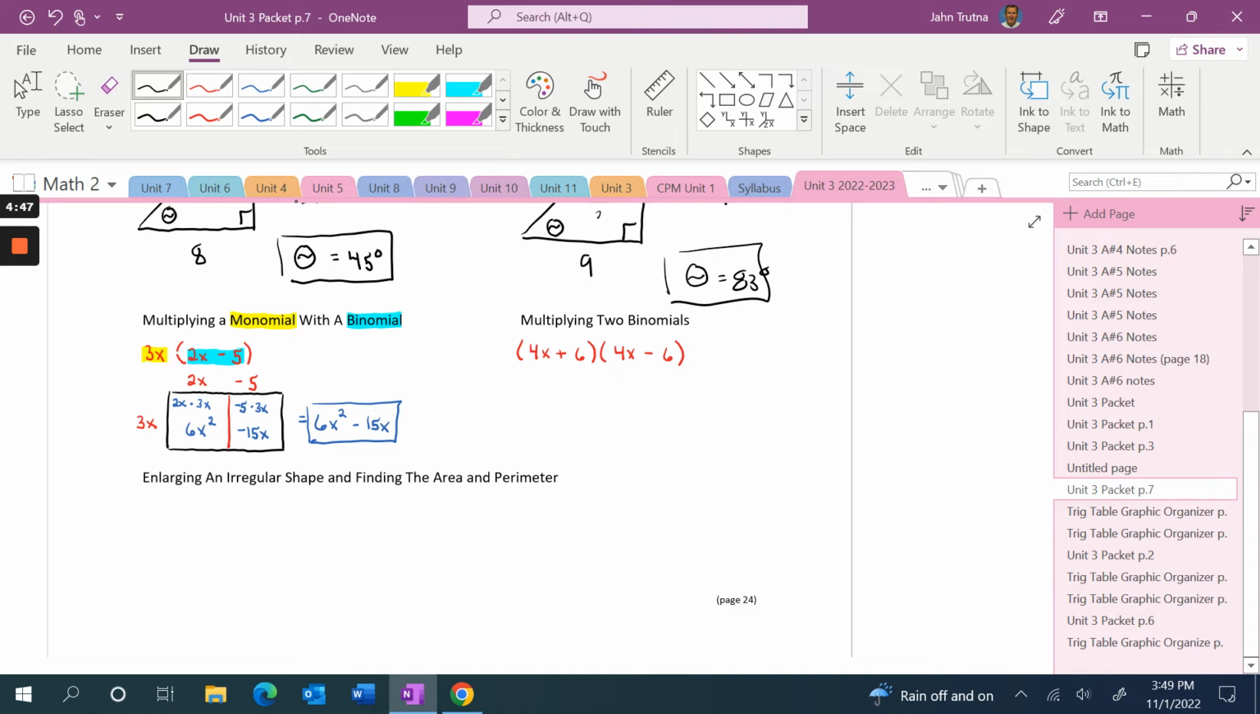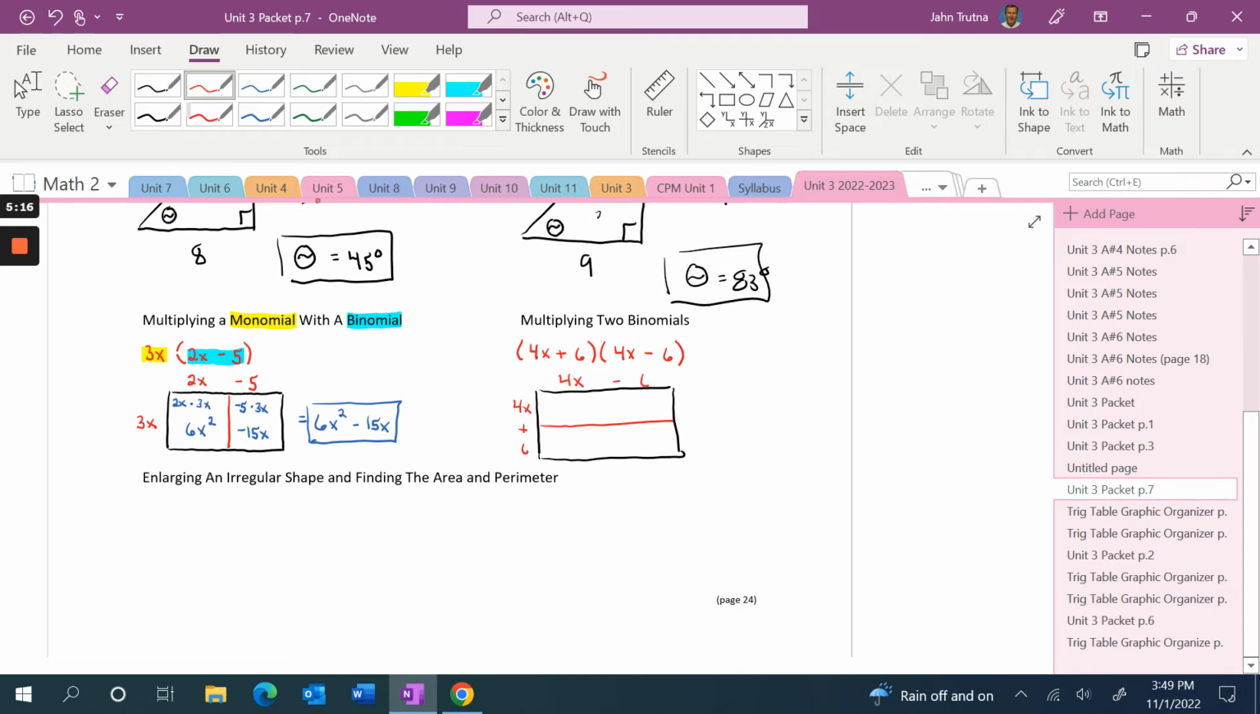Okay, so the way that we do this is we incorporate the area model, and then my answer will be the sum of my area model. Okay, I'm going to take the 4x plus 6 part. I'm going to write that along the side of my area model, 4x plus 6. Because it has two different terms, that means I divide my area model in half horizontally.